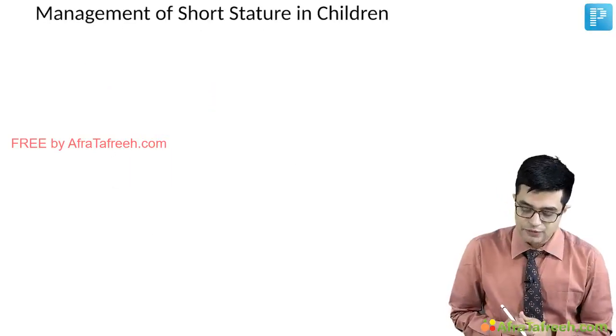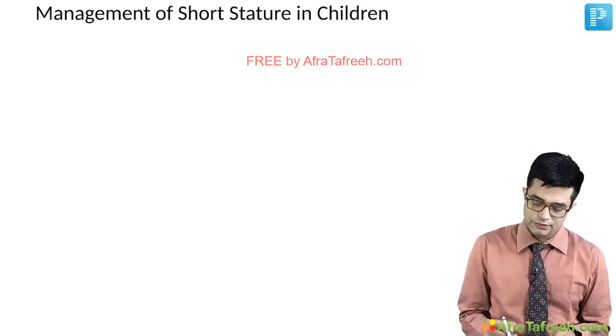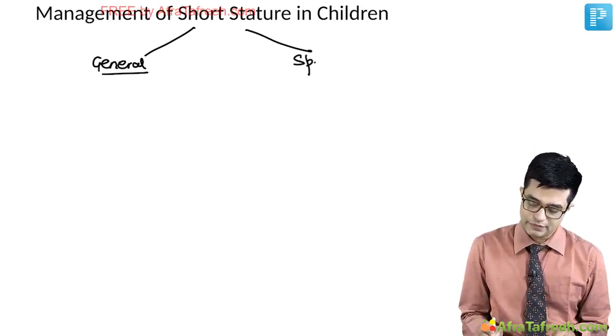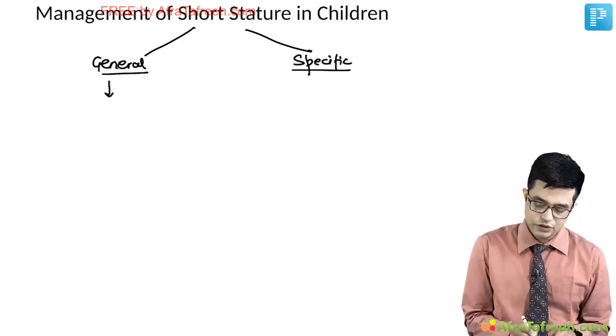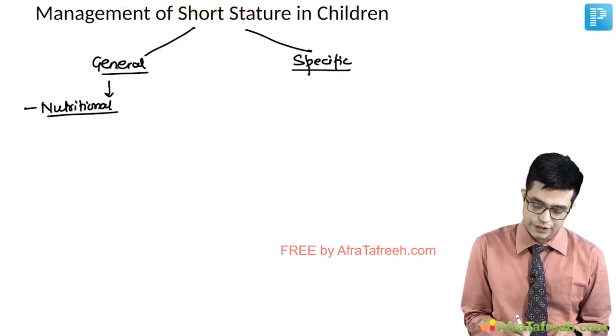Now, what is the management of short stature in children? The management can be divided broadly into two parts: general measures and specific measures. The general measures will include looking after the nutritional status of the child. Particularly, you will increase the calorie content and the protein content of the child's diet.